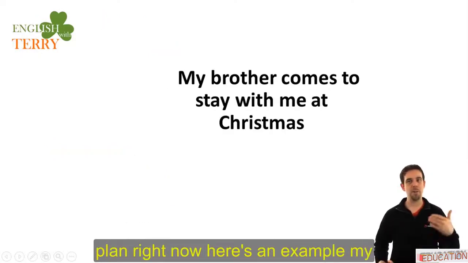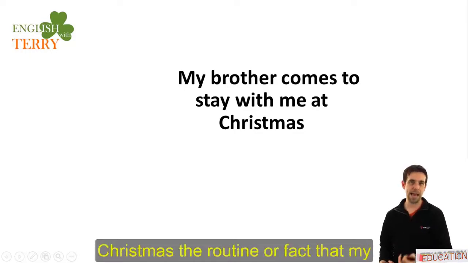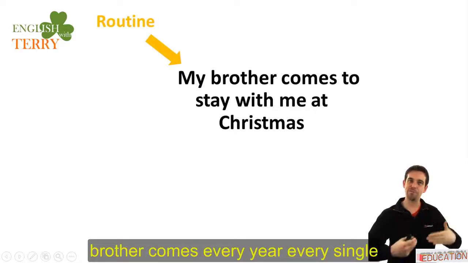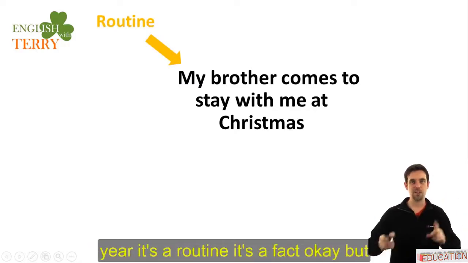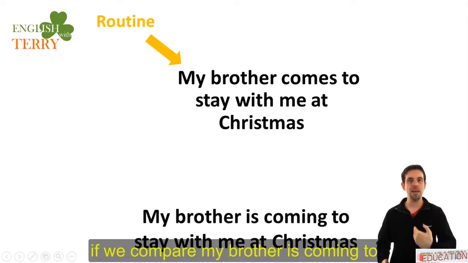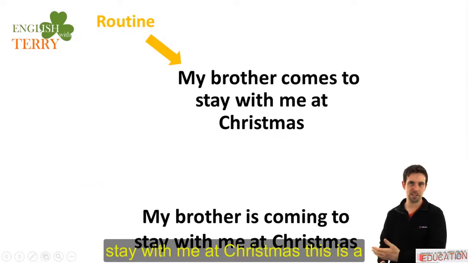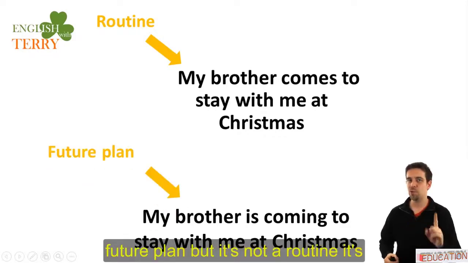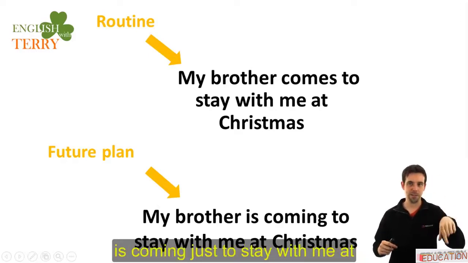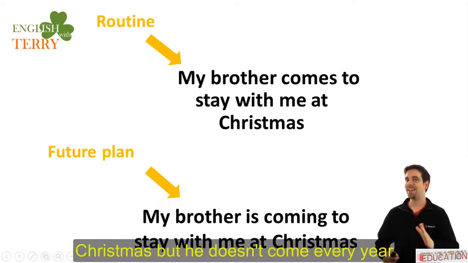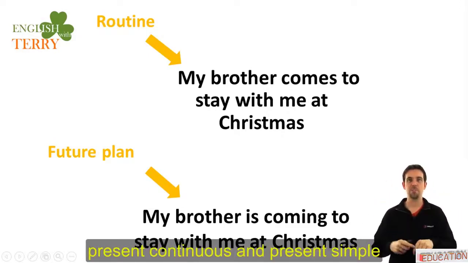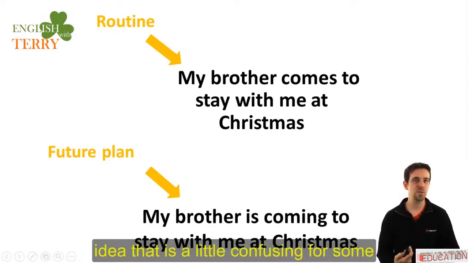Now, here's another example. My brother comes to stay with me at Christmas. It's a routine or fact that my brother comes every year, every single year. It's a routine, it's a fact, okay? But if we compare, my brother is coming to stay with me at Christmas, this is a future plan, but it's not a routine. It's the idea that this year my brother is coming to stay with me at Christmas, but he doesn't come every year. This is the big difference between the present continuous and present simple idea. That is a little confusing for some people.